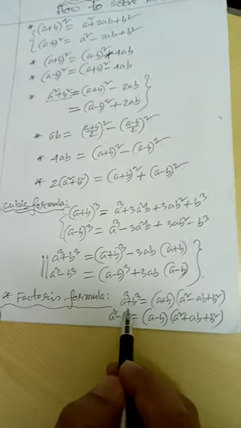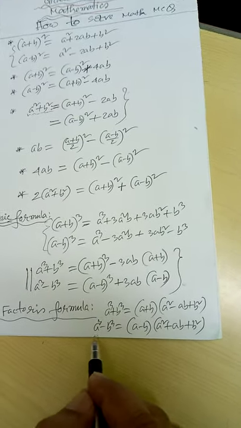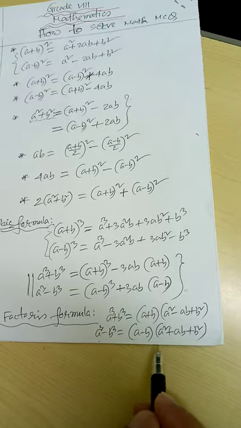Factorization formula: a³ + b³ = (a + b)(a² − ab + b²). a³ − b³ = (a − b)(a² + ab + b²).